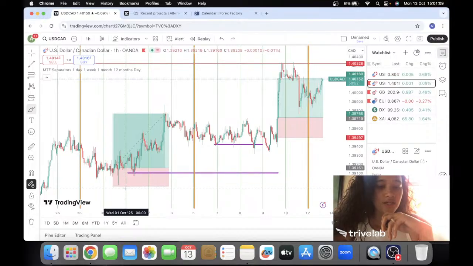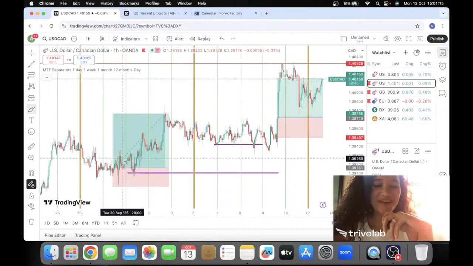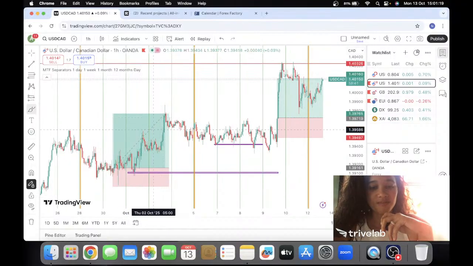So we have our entry at patience. Look how close that went, right? And at that point, you're just like, okay, cool. Then we see it came back, played around the entry zone over here, price went further up, went a little bit down, and then you hit your target after that.